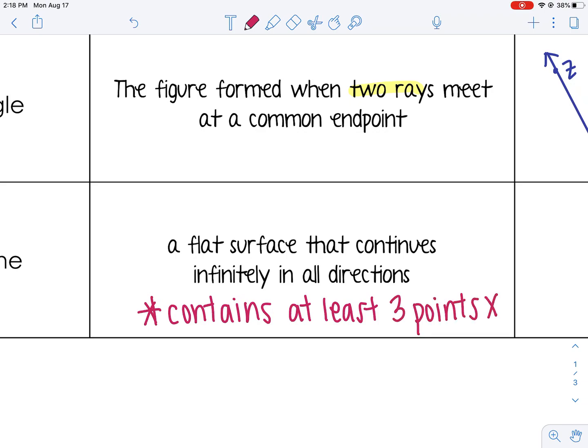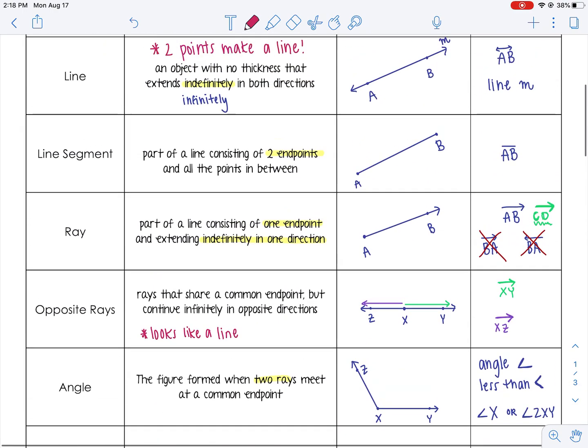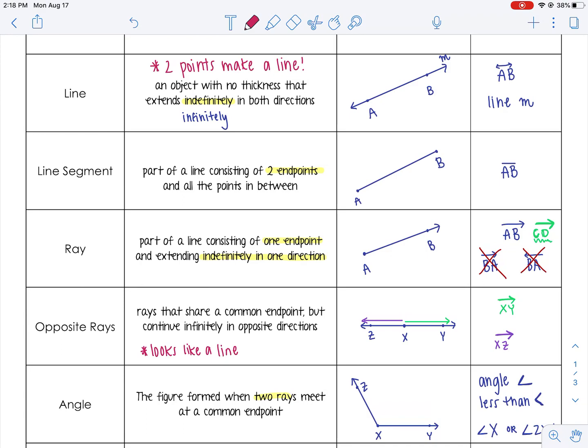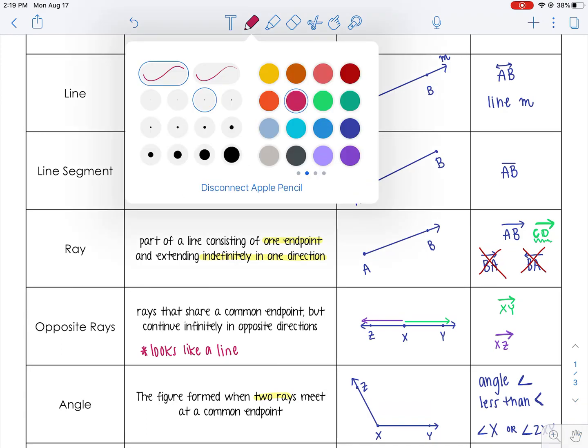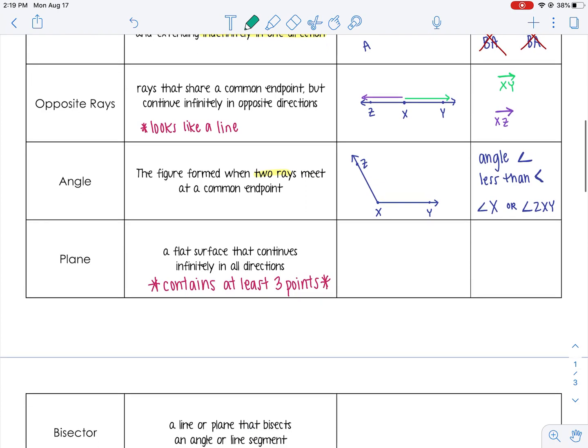And the same thing with a line. A line was 2 points. It's at least 2 points. So for a line, I need at least 2 points, but I could put, if I wanted to, a third or fourth point on here. I could get really crazy and add a bunch of them if I wanted to. But I need at least 2 to make a line.